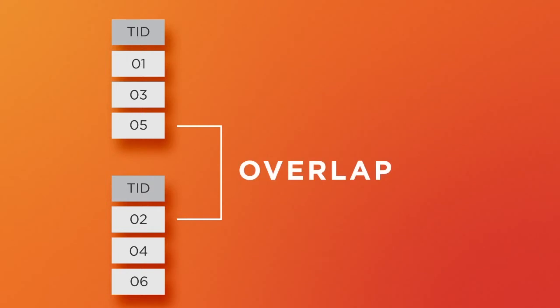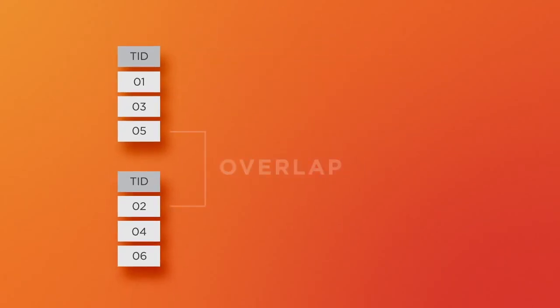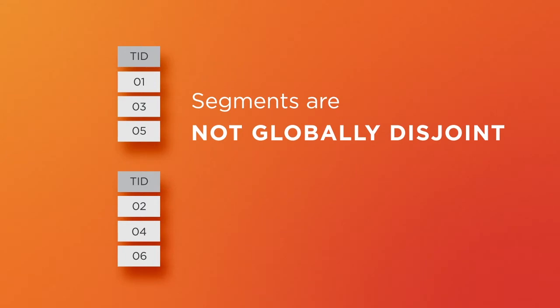Let's look at two segments of this table. The first segment contains all records associated with transactions 1, 3, and 5, while the second segment contains all records associated with transactions 2, 4, and 6. The maximum of the first segment is 5, while the minimum of the second segment is 2. While this table is segmented by transaction ID, segments are not globally disjoint.